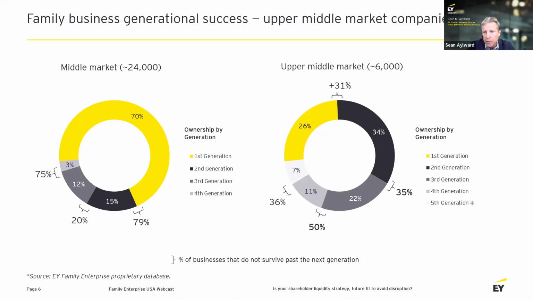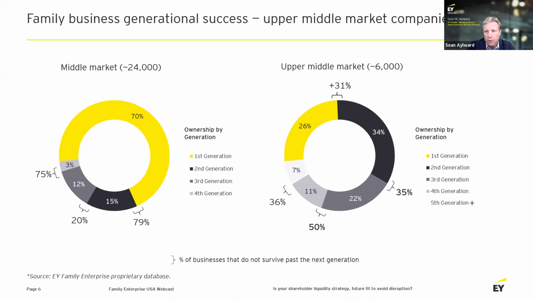However, we find that if you can get to the upper middle market, which we'll define somewhere in the neighborhood of approximately 300 million in revenue, you'll see that the likelihood of successful transitions down through multiple generations and beyond generation 3 goes up substantially. And in the upper middle market, almost 40% of those companies make it to the third generation or beyond.